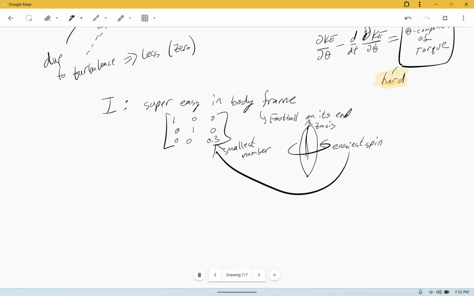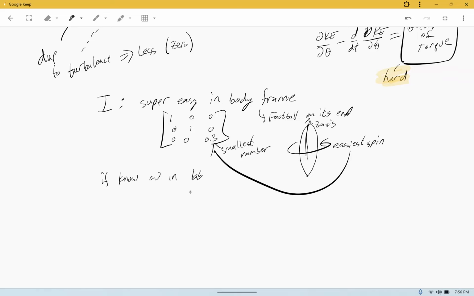Well, if you know omega in the lab frame, you need to figure out omega in the body frame. Because if you know that, then this crazy I dot omega is super, super easy. Oh my God, it's like, whoop, done, right? So this is amazingly easy. You get that done. And then the kinetic energy is the same in either frame that you're in. So we're good to go.